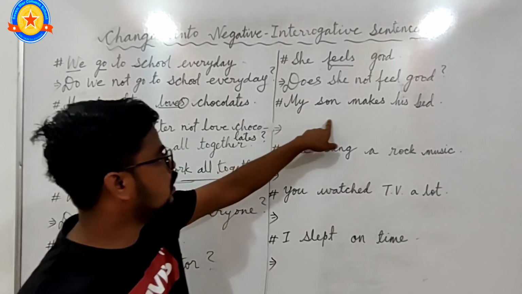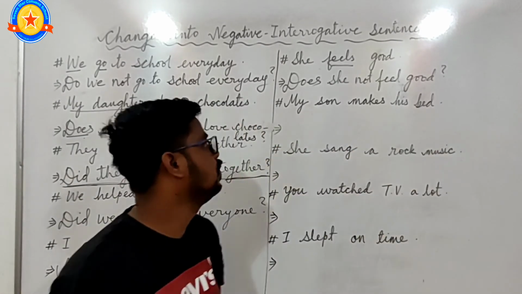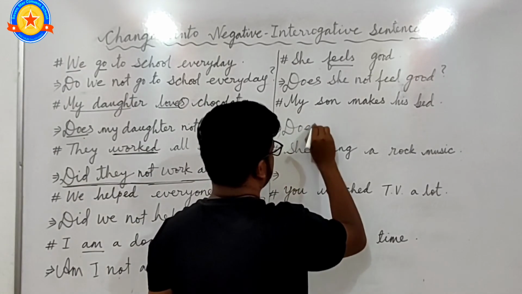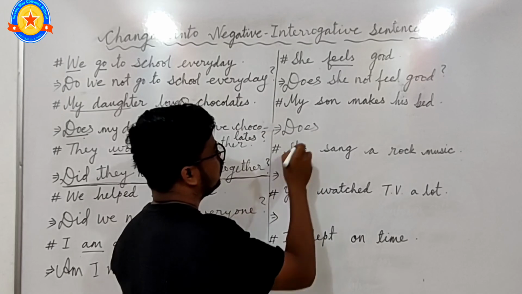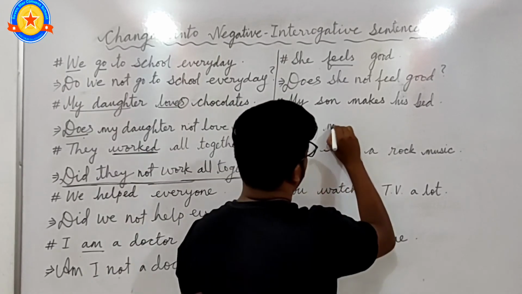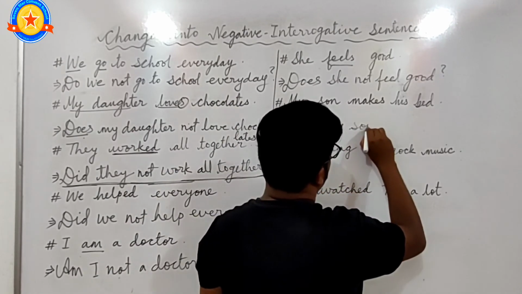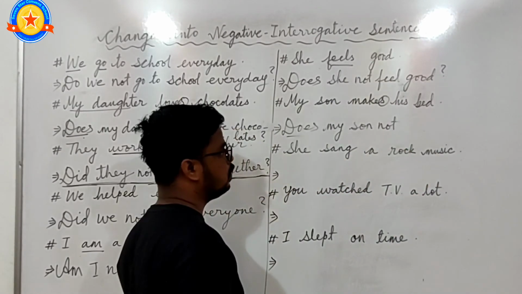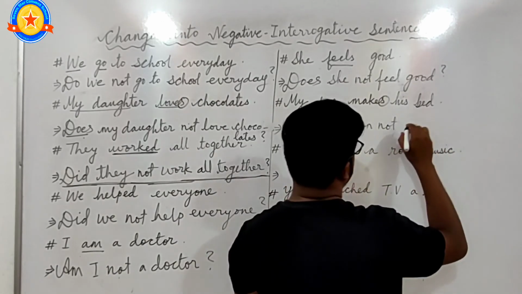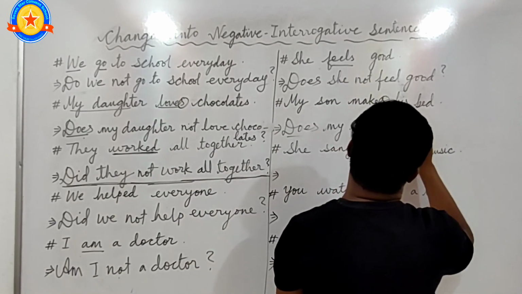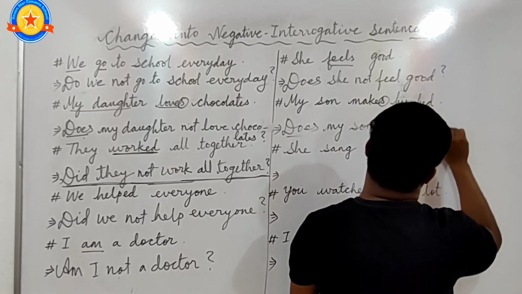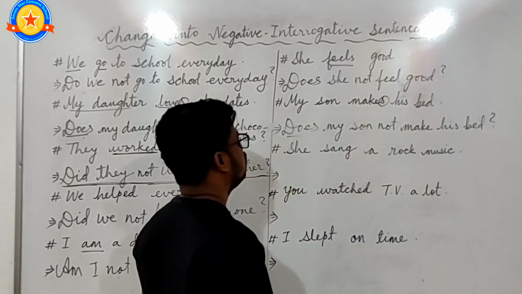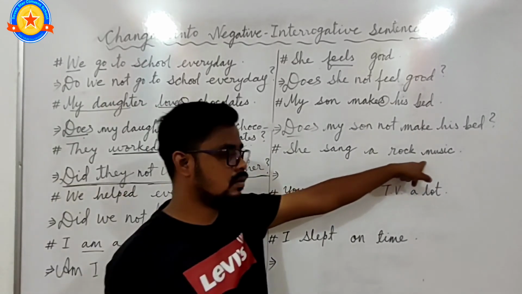Our next question is: My son makes his bed. This is also simple present tense. My son is third person singular, so we have to write does my son not, and the s from the main verb will be removed in the negative interrogative sentence. Does my son not make his bed? And question mark.